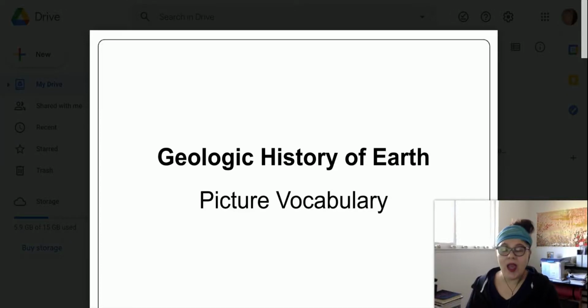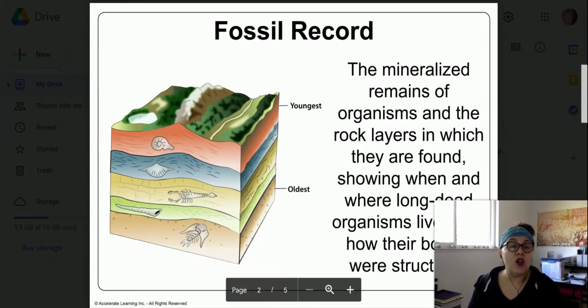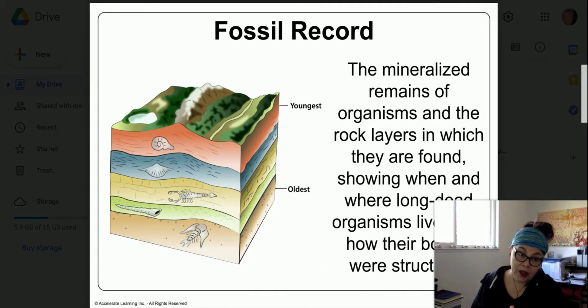Okay guys, next unit. What we're going to be starting in the next unit is geology, and we're going to call it the history of Earth. Now, you're going to be doing your definitions in your own words. Remember, we are not copying these words.